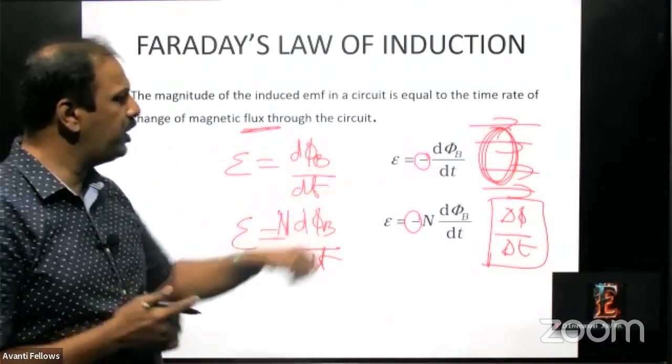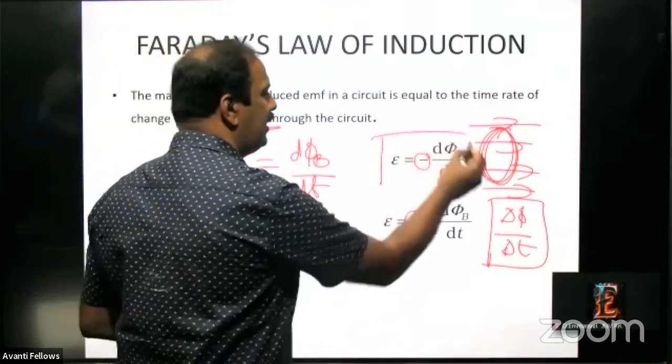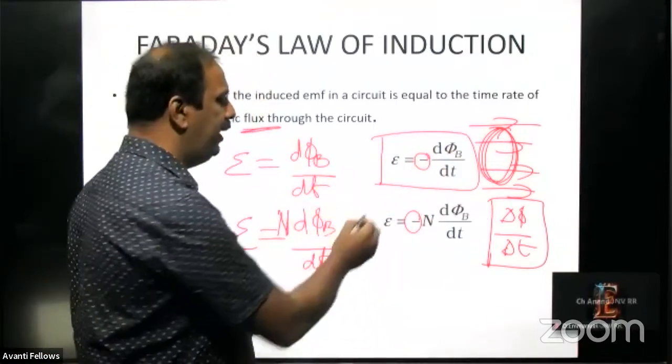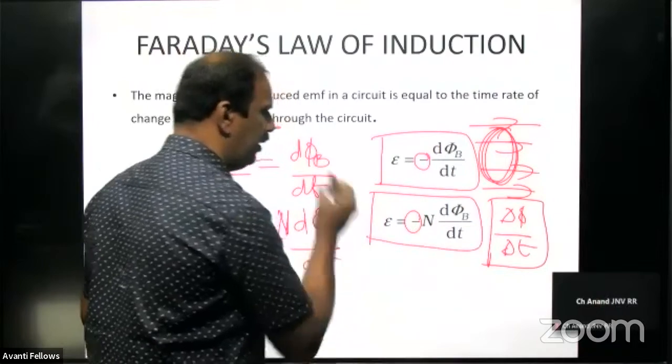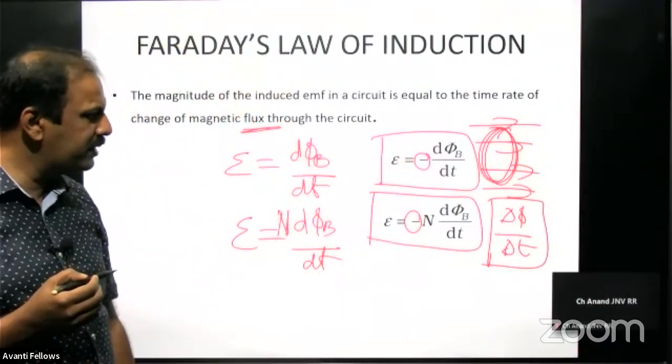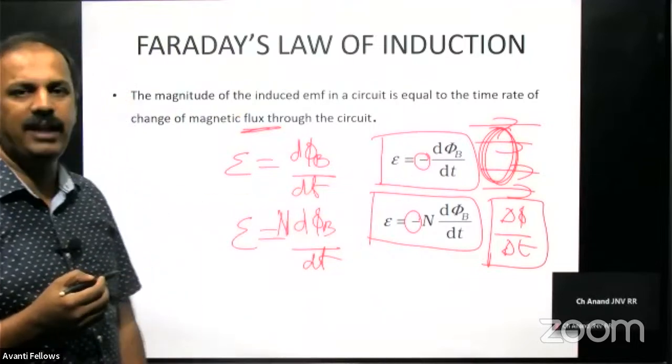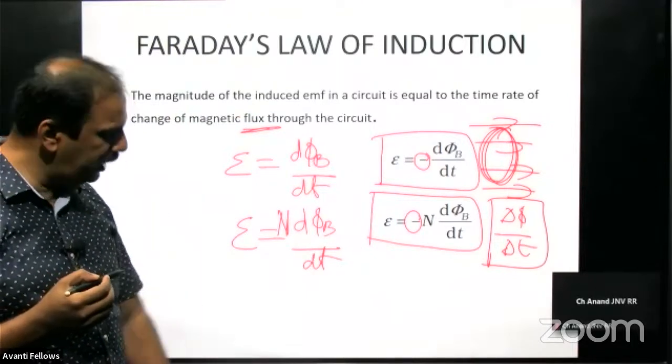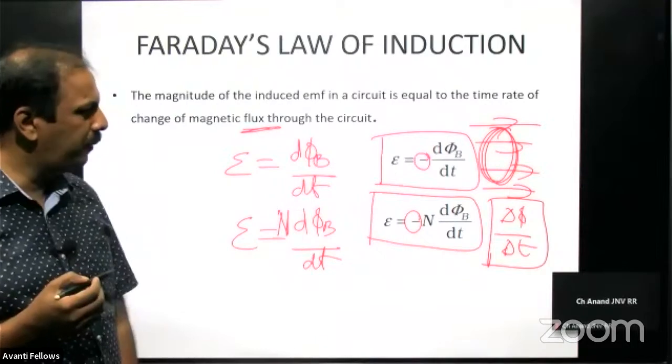And the equation is this one. This is the general equation. And when we have n number of turns, we can use this one. And we have a negative sign here. So now we will discuss why a negative sign came here. So we will go to the negative sign part of this one.